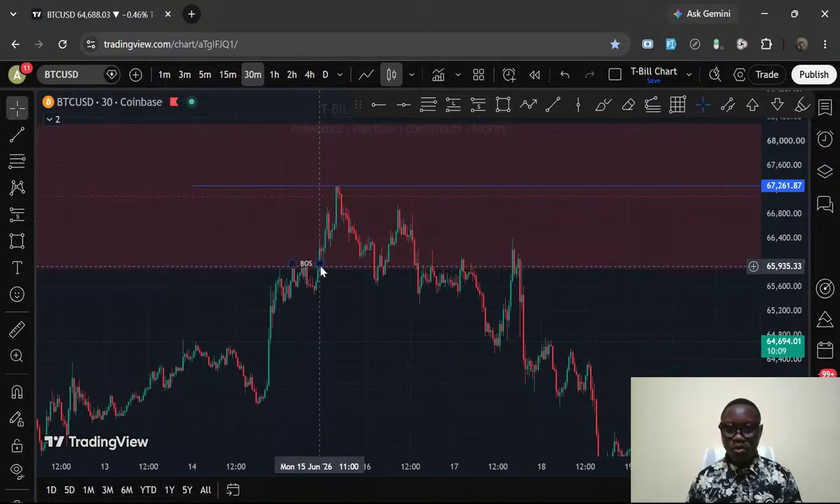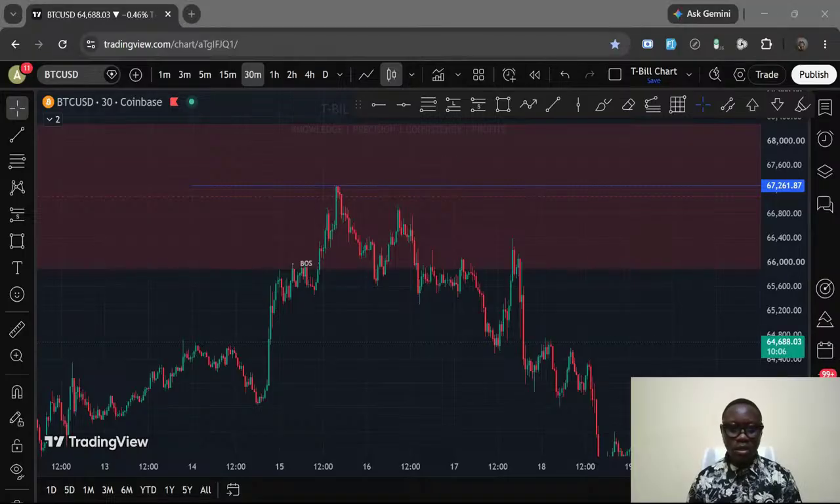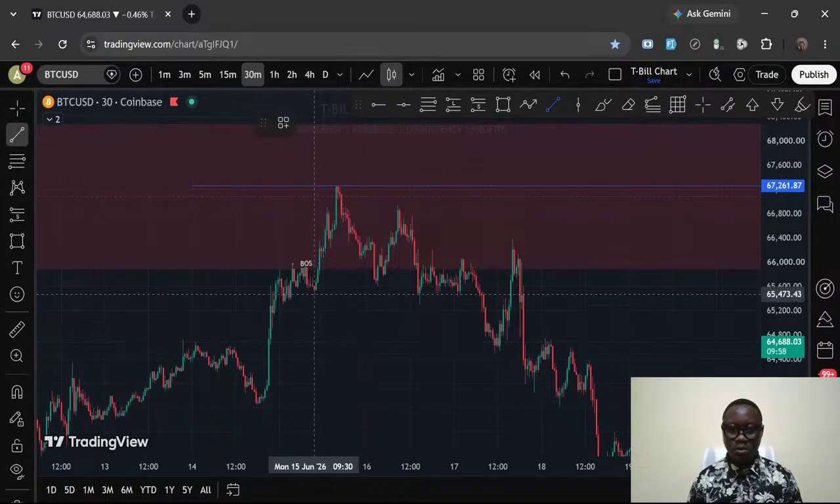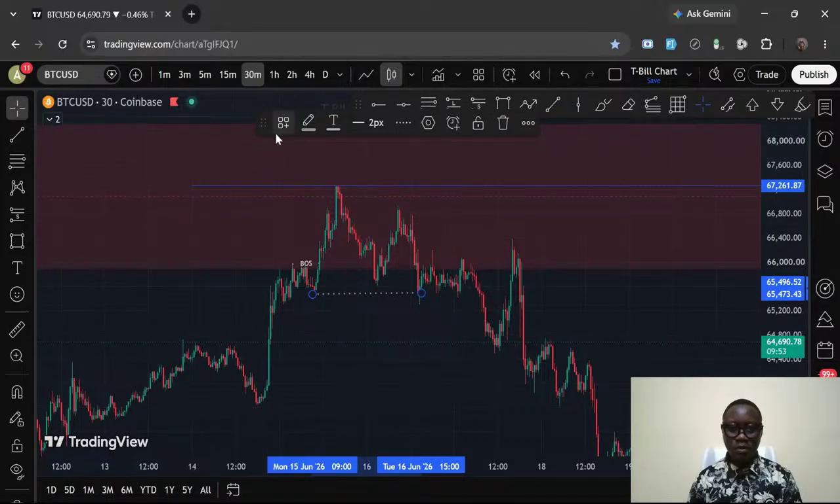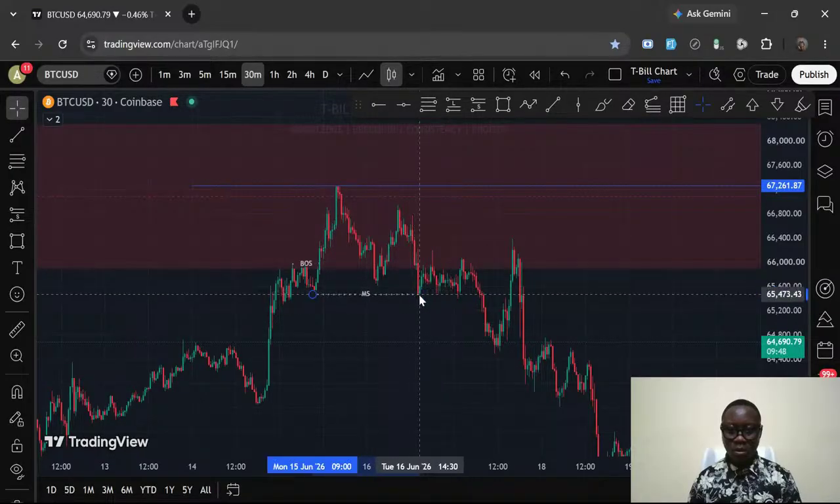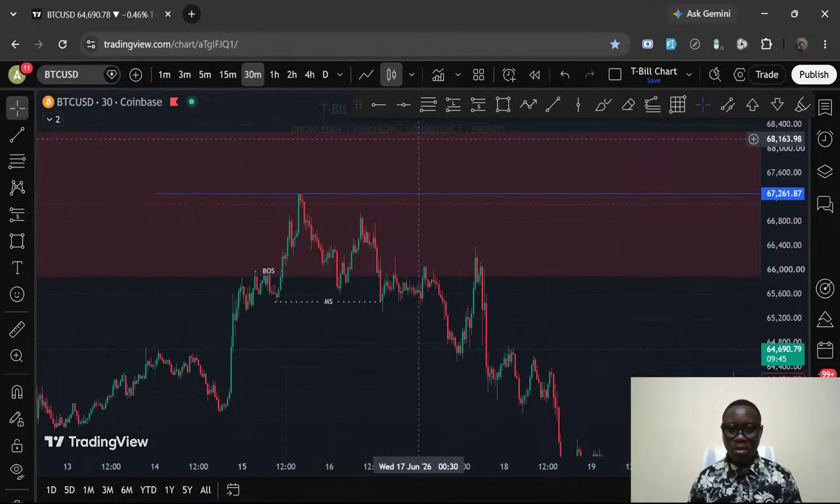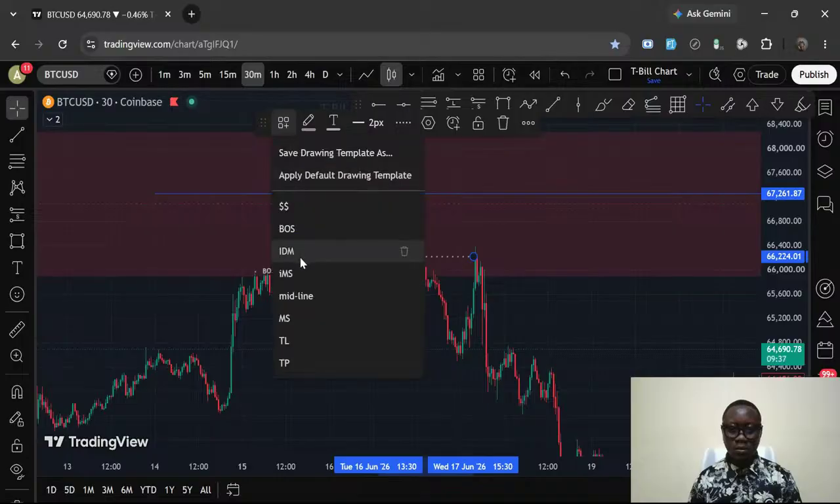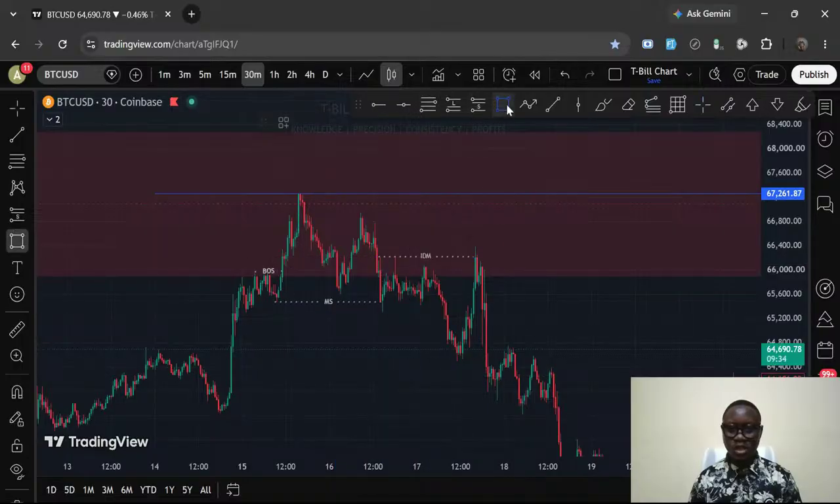Okay. So yeah, we got this break of structure to the downside, and this becomes our market structure shift right here, MS. And this is my inducement. And of course, price tapped into this other block right here.